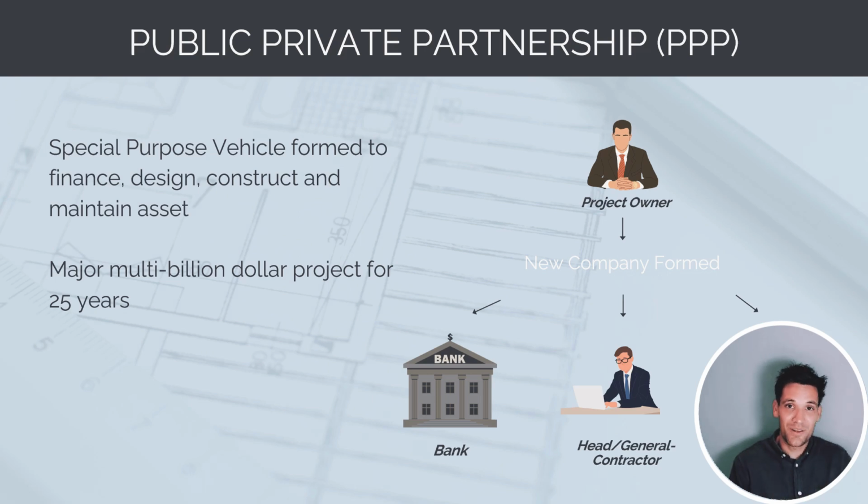So you see this quite often in major infrastructure projects like road or rail tunnels. But this company is doing everything. They're designing, financing, constructing, and building the project. And then the project owner, typically some sort of state government, just slowly pays this off over 25 years. So there's a huge amount of risk with the project team.